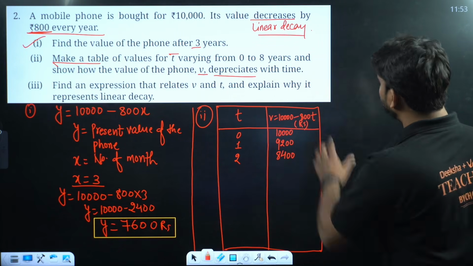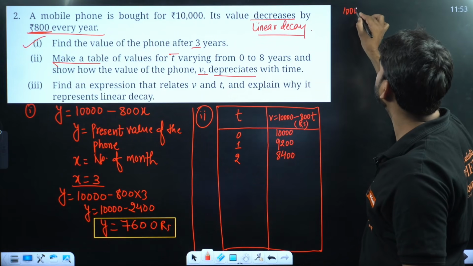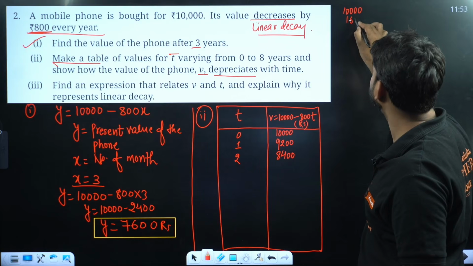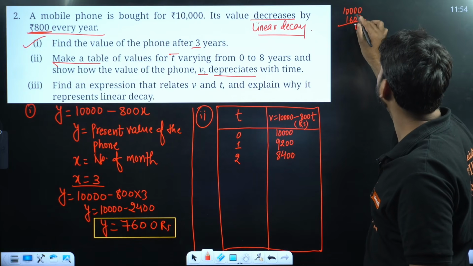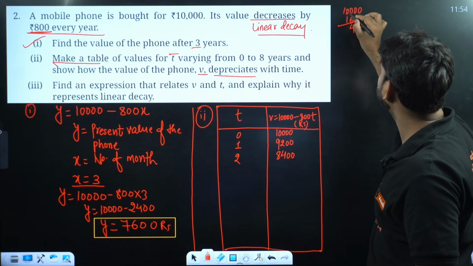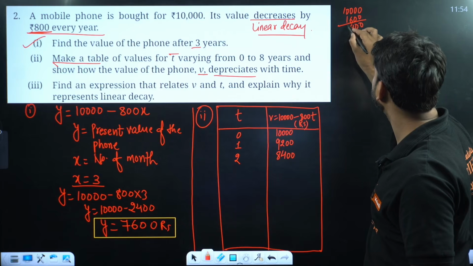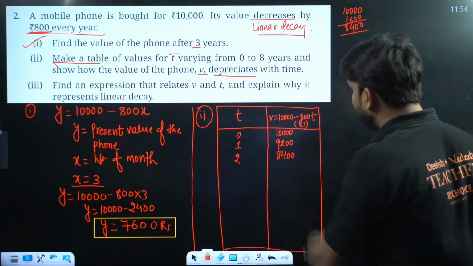Because we are subtracting, 10,000 minus 8 twos are 16, so this will be 0, 0, and this is 4, and it has become 9. So 9 minus 1 is 8, of course, 8,400.